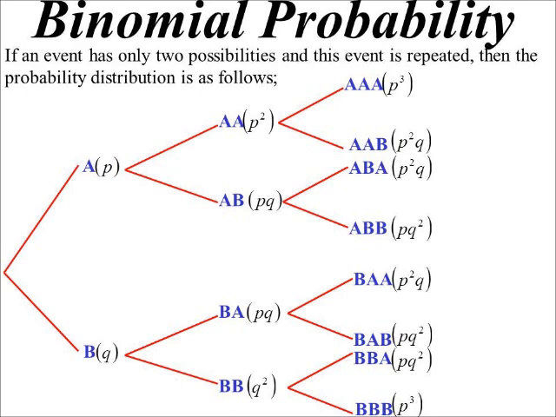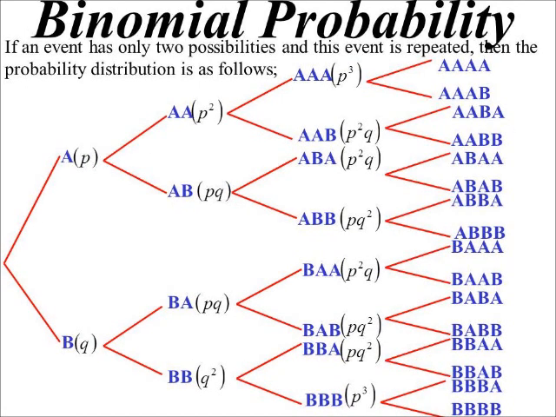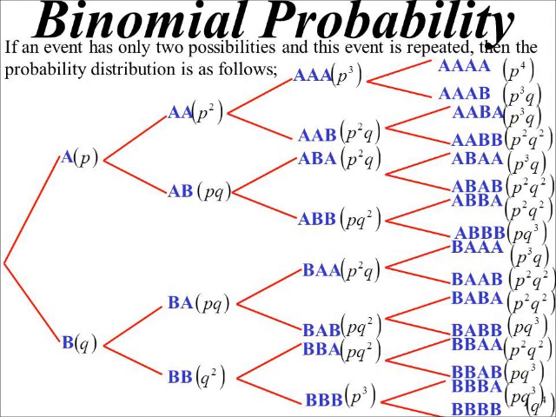What the heck, let's try and squeeze one more in there. Probabilities: P to the 4, P cubed Q, P cubed Q, P squared Q squared, and so on. Oh, that's hard to say.